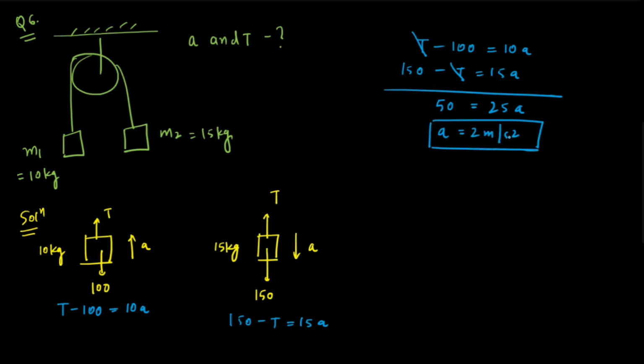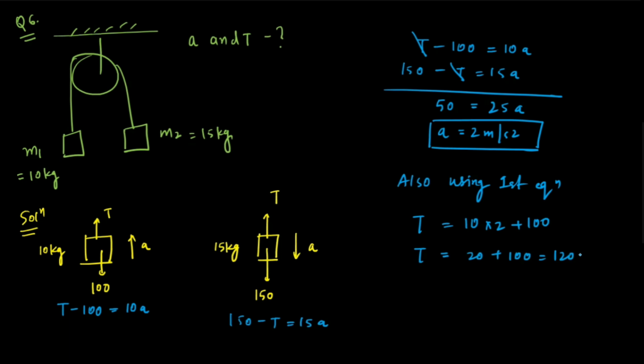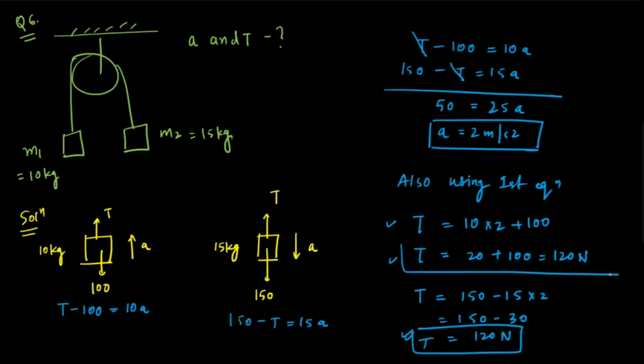We got the acceleration. We can substitute the value of acceleration back in one of these two equations, and we can get the value of tension as well. Using the first equation, T must be equal to 10 times 2 plus 100, which is 20 plus 100, that is 120 newtons. It's not that you can only substitute the value of a in the first equation. You can also put the value of a in the second equation. Then T must be equal to 150 minus 15a, which is 15 times 2. So 150 minus 30, again it comes out to be 120 newtons. Whichever equation you feel like, you can use. The answer from both equations must be the same.